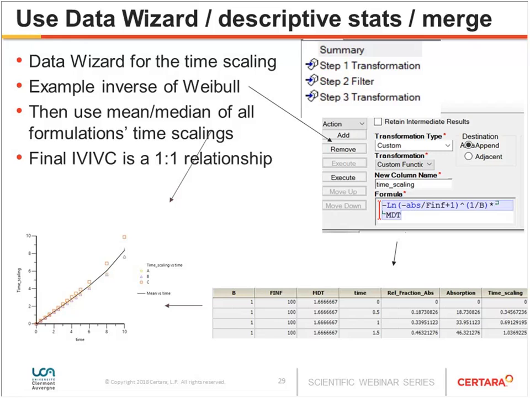The next step is to take the mean of all my time scaling for my three formulations, A, B, and C, to have a common time scaling for the three formulations. That is the black line in the small graph in the left part of this slide, and this black line is the common time scaling.